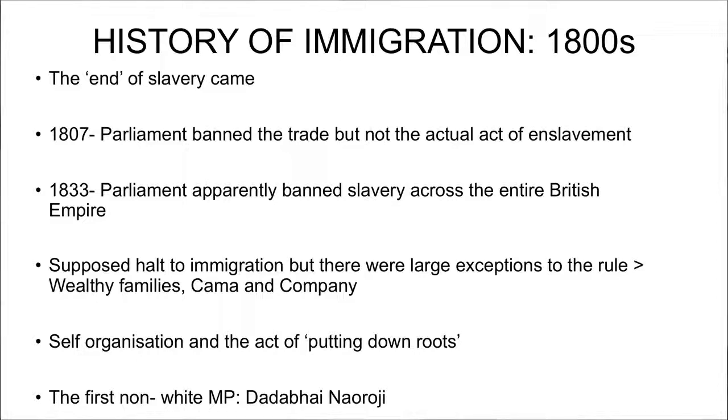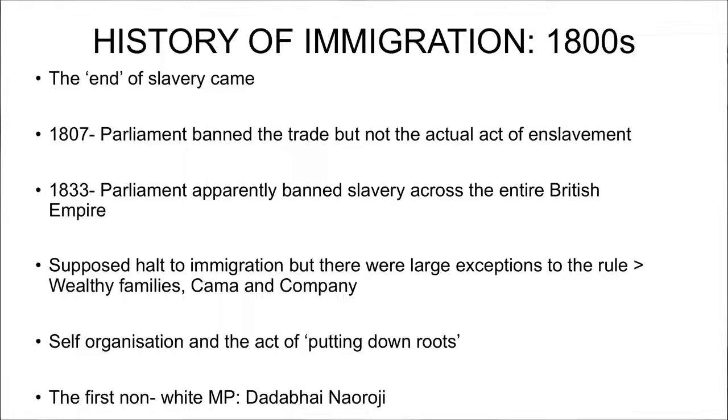In 1807, Parliament banned the trade, but not the actual act of enslavement. So what this actually meant was, whilst you could have slaves, you couldn't bring them over. So what was the solution? People used to just throw their captives overboard, which was completely shocking. And by 1833, Parliament apparently banned slavery across the entire British Empire. We know that's not true. India still continued to have slaves, and the wealthy families and certain companies were still allowed to use immigrants for economic power and economic value. So we can see how legislation and immigration have a very tense relationship with one another.